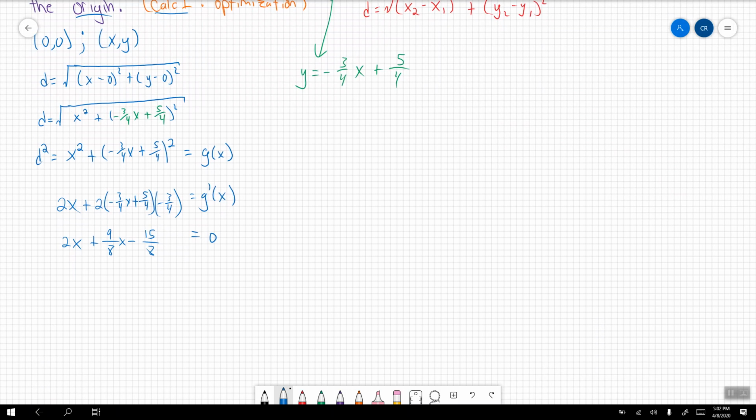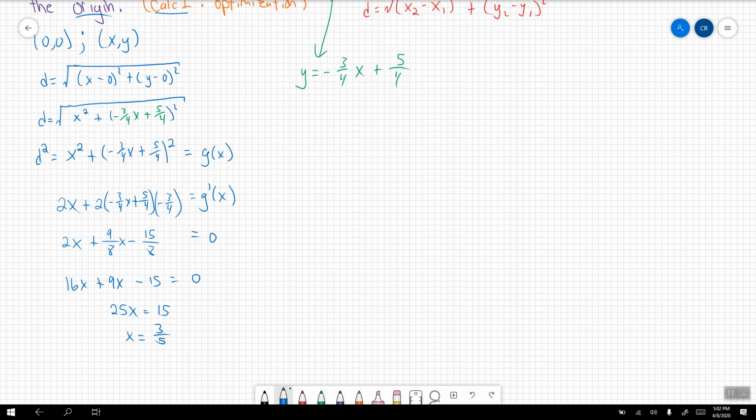So what I want to do is multiply both sides by 8, just so I can clear some fractions, make it a little bit easier. So it's going to be 16x plus 9x minus 15 is equal to 0. Which then gets me 9 plus 16, that should be 25x is equal to 15, which means x is 15 divided by 25, and 15 divided by 25 should get us 3/5. Nice.